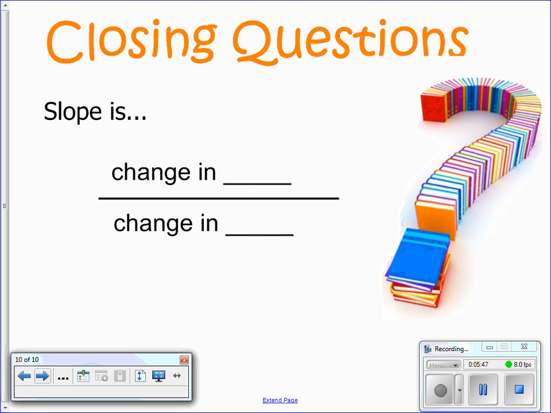So the slope is the change in y over the change in x. You have to remember that y is on top. Number one mistake is putting x on the top.